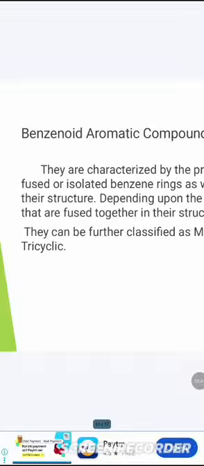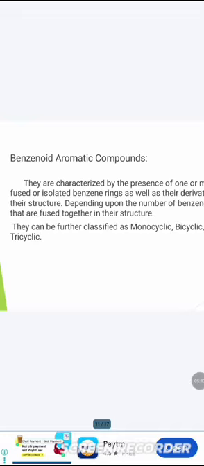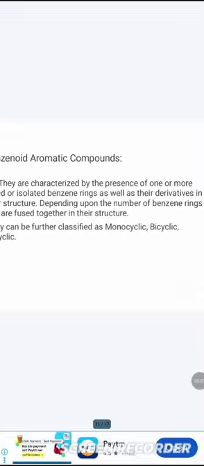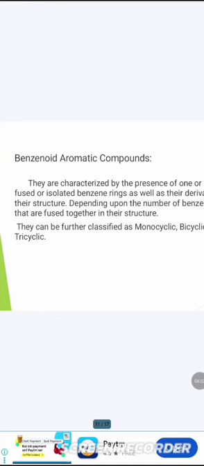The aromatic compounds are further classified into two types. The first one is benzenoid aromatic compounds, and the second is non-benzenoid aromatic compounds. Benzenoid aromatic compounds are characterized by the presence of one or more fused or isolated benzene rings, as well as their derivatives, in their structure. So in a benzenoid compound, at least one benzene ring is present. Depending upon the number of benzene rings fused together in their structure, the benzenoid compounds are further classified into monocyclic, bicyclic or tricyclic.